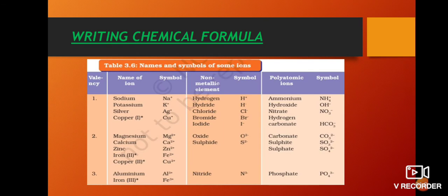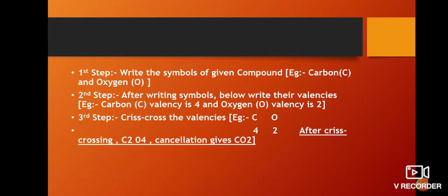Now, how to make chemical formula. This is a list of some ions with their symbols and their valencies. This is the table from the NCERT textbook, and you have to learn it by heart, because this will help you to create chemical formulas. Three steps are needed to make a chemical formula.